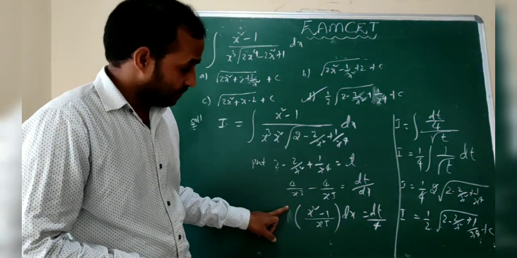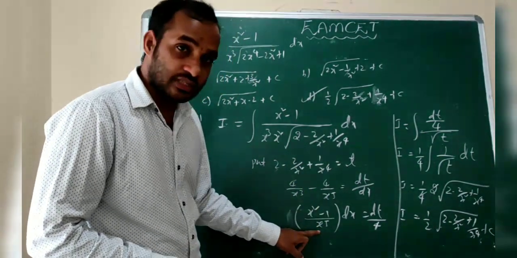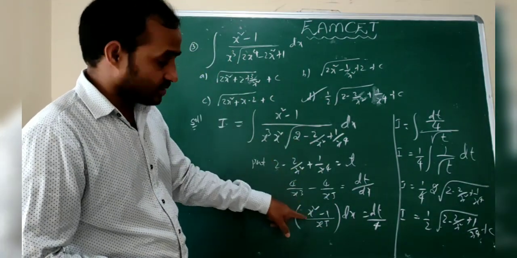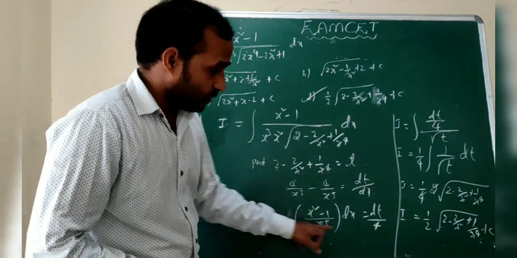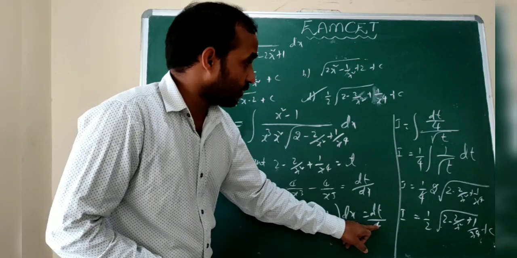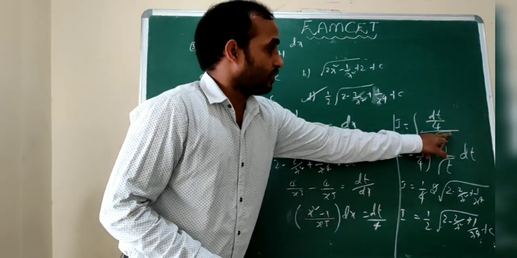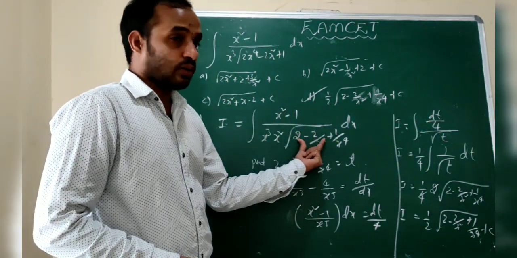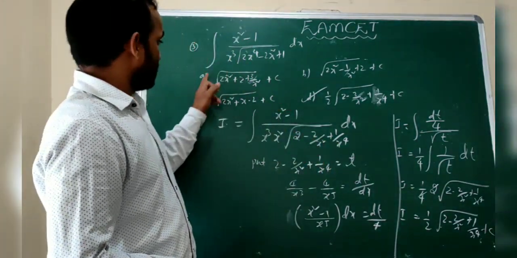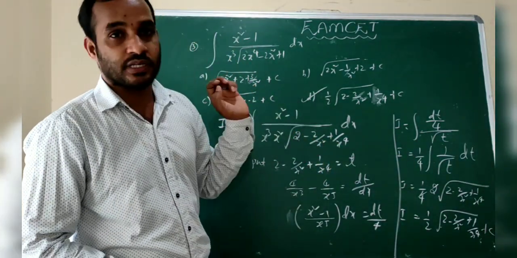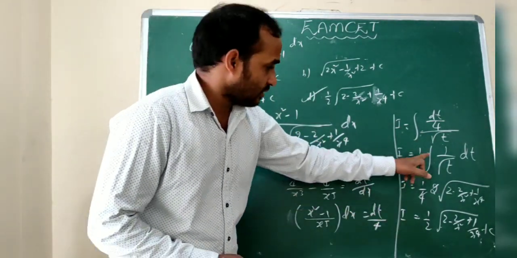Again 4 will be common. So LCM x square minus 1 by x to the power of 5 into dx, according to our question, will be coming. So that means 4 is the denominator, dt by 4. I is equal to dt by 4 divided by root 2t. 1 by 4 is outside. There is no 1 by 2, 1 by 4 only is outside. So again in just a few minutes we can solve it.